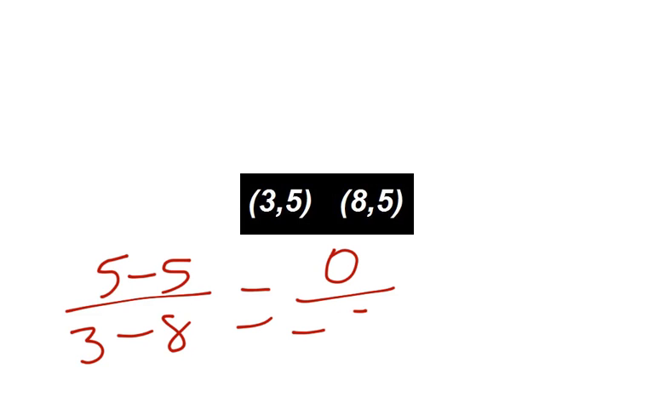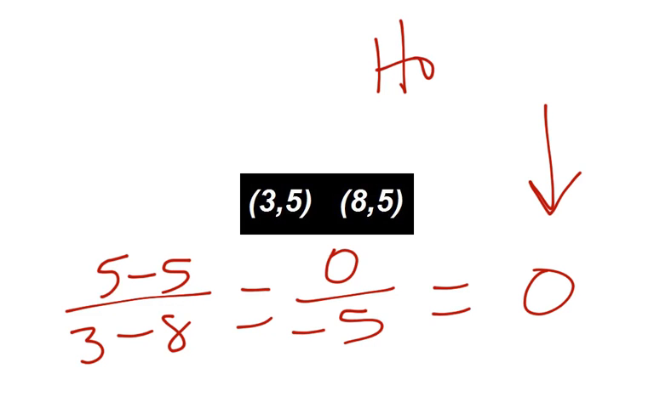Subtract your y's on top. 5 minus 5. Your x's on bottom. 3 minus 8. 5 minus 5 is 0. 3 minus 8 is negative 5. Use your calculator if you're not sure. 0 divided by negative 5 is 0. That right there should tell me that it is a horizontal line.